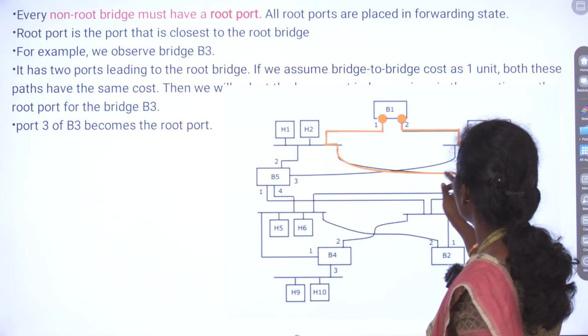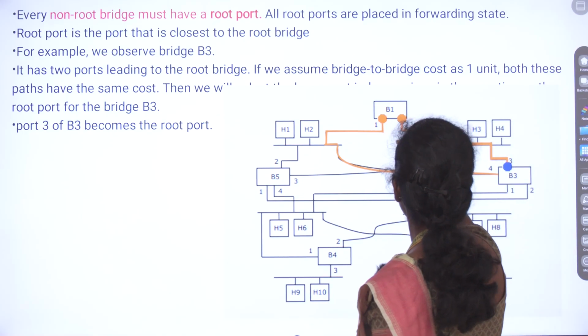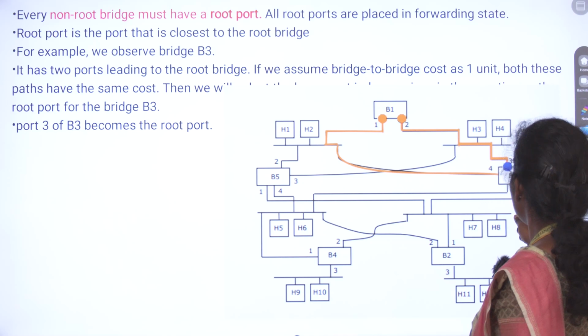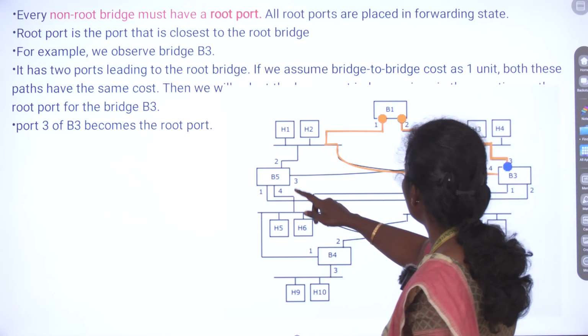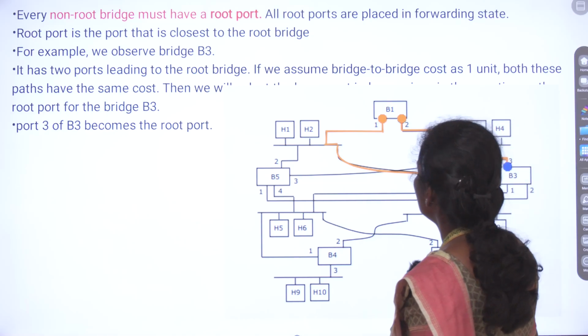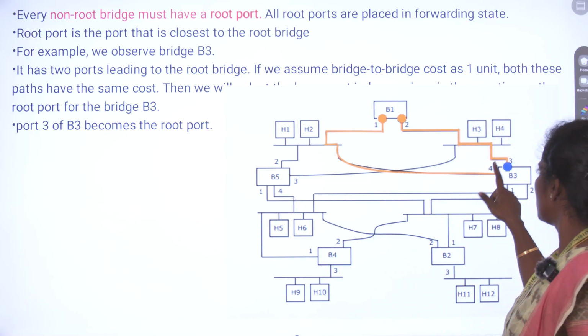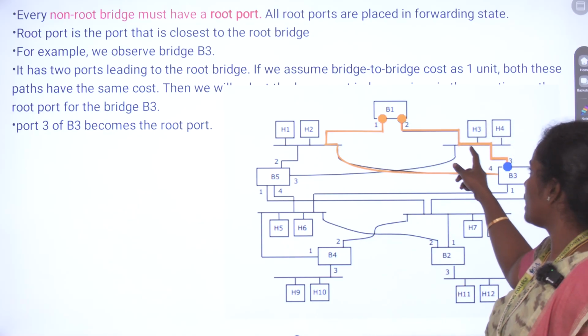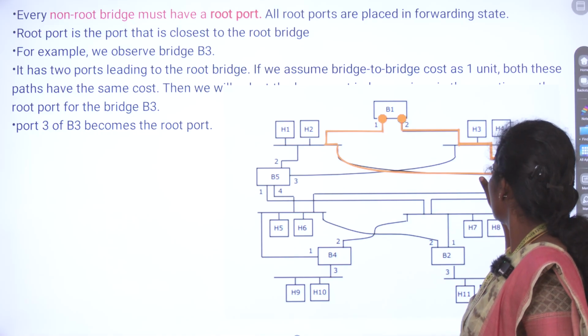If I take port 4, it will reach B5 and then B1. It will take the B3. First port means it will take B5 to B1. Second port means it will take B2 to B1. So the number of hops is only 1 hop, or you can say it has directly reached B1, if I choose port 3.